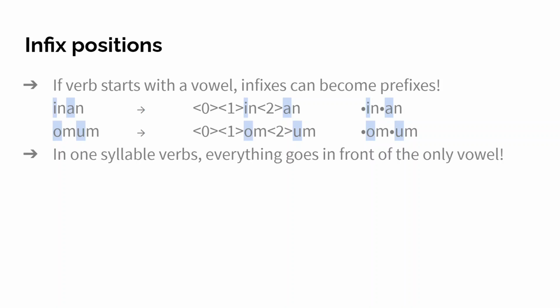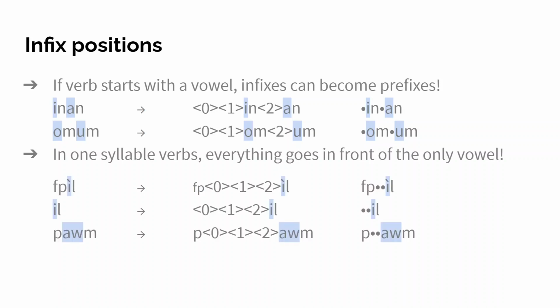In one-syllable words, it's very easy. Everything just goes in front of the only vowel we have. So fil, everything goes before the E. Il is a very interesting example because it just starts with a vowel and we only have one vowel. So all infixes actually are prefixes. Everything goes in front of the verb. And paum, everything goes before the au. Note that here the au actually together is one vowel. It's a diphthong. So everything goes just in front of that.